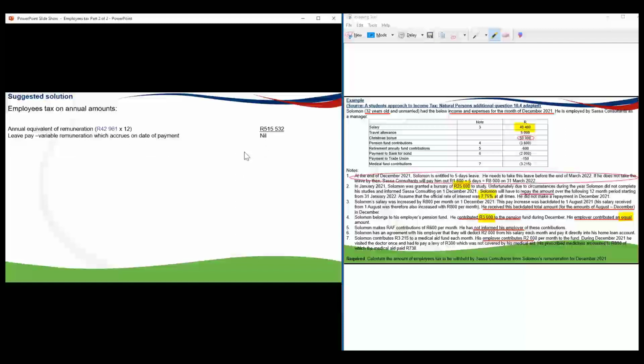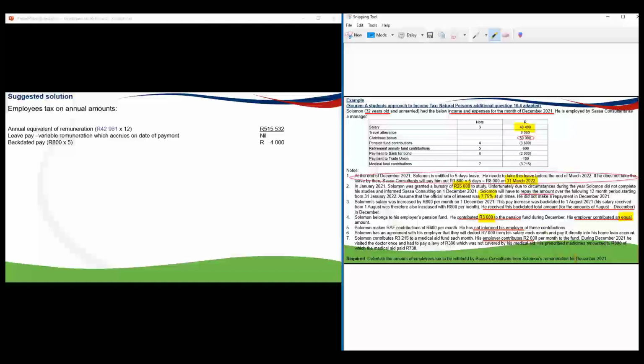And then we have leave pay, which is variable remuneration, which accrues on date of payment. If we look at our note relating to leave pay, at the end of December 2021, Solomon is entitled to leave days. He needs to take leave before the end of March 2022. If he does not take it, then the company will pay him out an amount of 8,000 on 31 March 2022. So this will be paid on 31 March 2022.